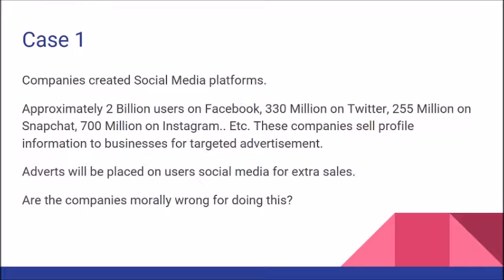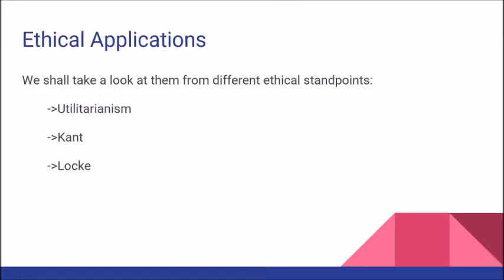All right, so here we present you with a case. Companies created social media platforms: approximately 2 billion users on Facebook, 330 million on Twitter, 255 million on Snapchat, 700 million on Instagram, etc. These companies sell profile information to businesses for targeted advertisement. Adverts will be placed on users' social media for extra sales. Are the companies morally wrong for doing this? So with this case, we shall take a look at them from different ethical standpoints using these ethical applications: Utilitarianism, Kant, and Locke.